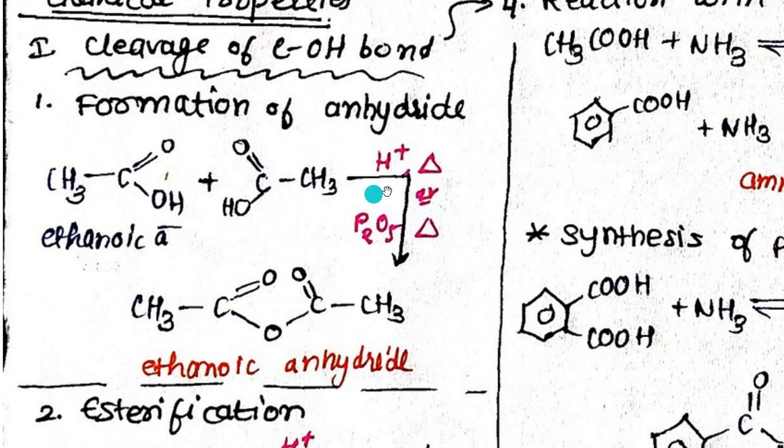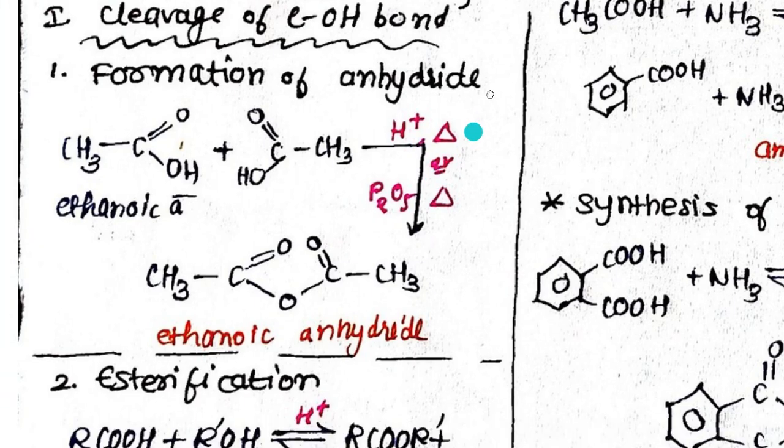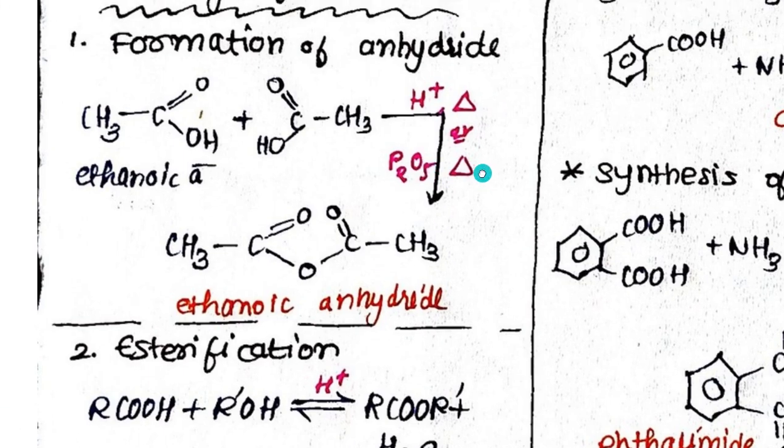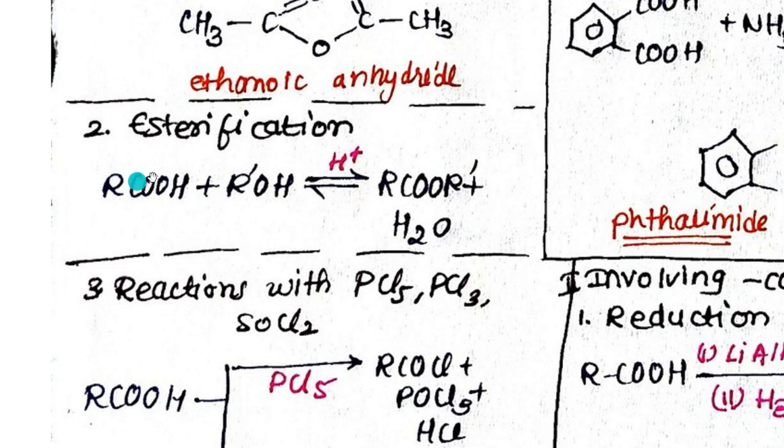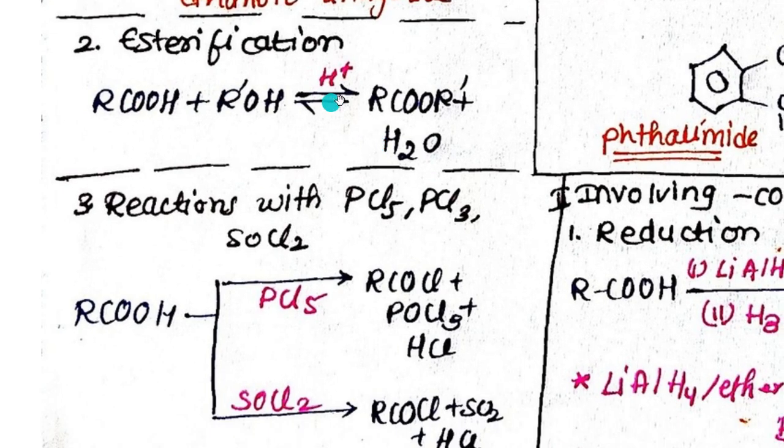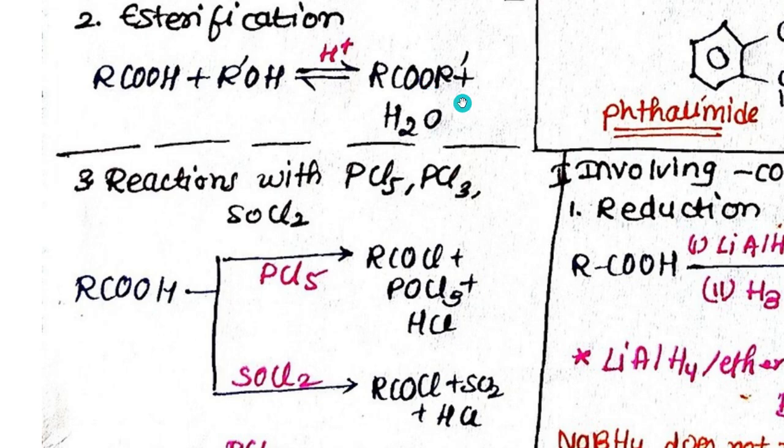On reaction with H plus and heat, or P2O5 and heat, will give us ethanoic anhydride. As you can see, water, H2O, is removed again, only one oxygen left, joined to both of the carbons. Esterification: RCOOH plus R dash OH in presence of H plus, a reversible reaction, giving RCOOR dash plus H2O.